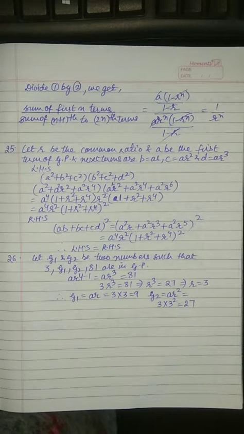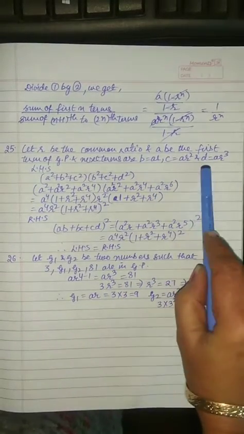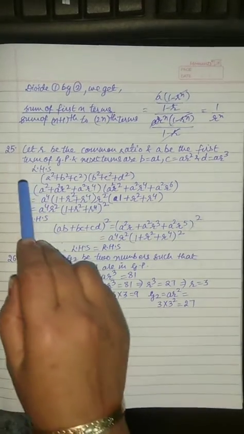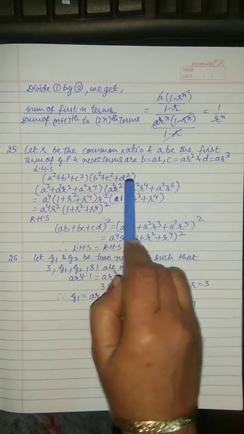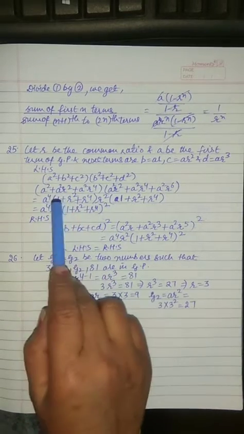Now in question number 25, we are given that A, B, C, D are all terms in GP. So let R be the common ratio. Here A is the first term and B is the next term AR, C is AR squared, D is AR cube. All these terms are in GP. So the left hand side is (A^2 + B^2 + C^2)(B^2 + C^2 + D^2). Now we will put the values of A, B, C and D here.